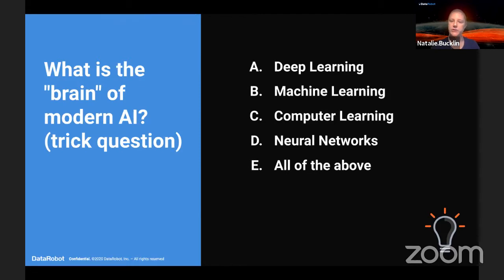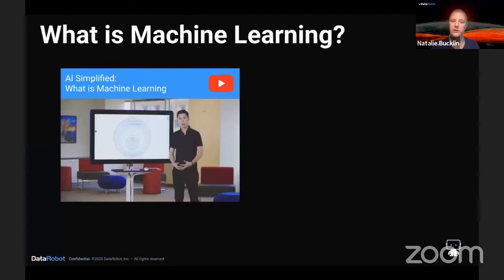I see a lot of answers coming in for computer learning. That seems like a very obvious choice. I see a lot for E, all the above. All of those terms do look like they could be the answer to this question. But the actual answer to this question is B, it's machine learning. Machine learning is the modern brain of artificial intelligence.